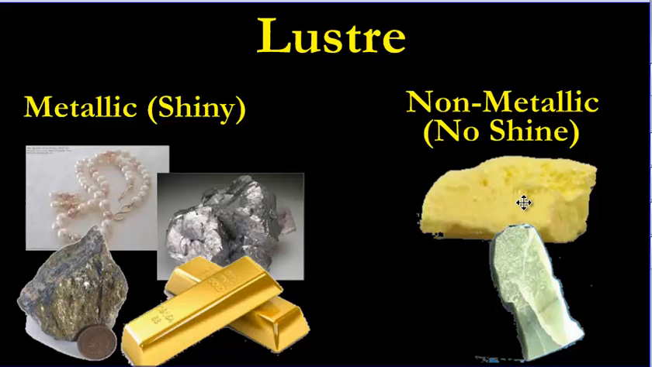Another word that scientists use is earthy luster. Earthy luster means no shine. It's another way of saying non-metallic. So does that mean that all the metallic rocks, all the metallic lusters, have the same amount of shininess? No, that doesn't mean that.